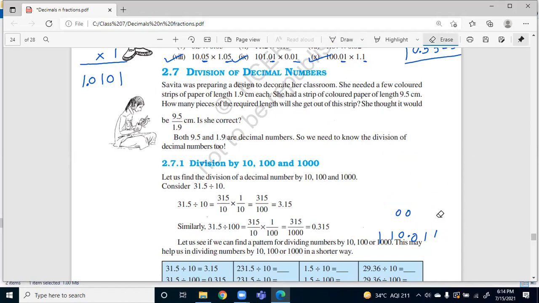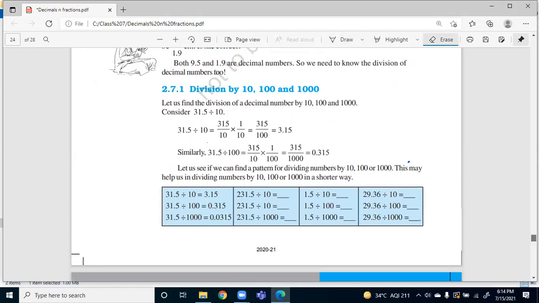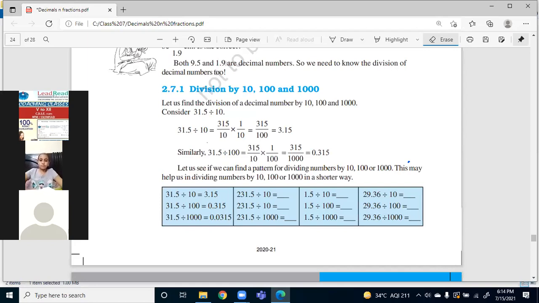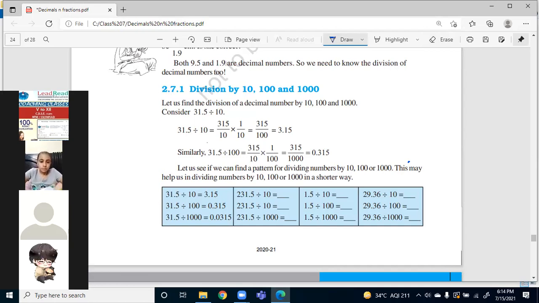Okay, so let's move now to division of number by 10, 100 and 1000. So see, if we have to divide the number by 10, let's say 31.5 divided by 10. So now the decimal will move towards the left direction. Multiplication में क्या होता है? 315. हाँ, so it is 3.15.